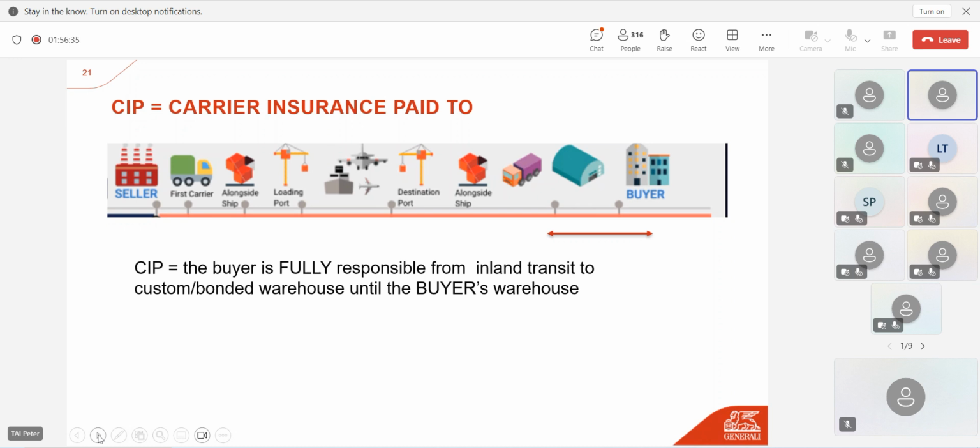go to the bonded warehouse to collect the thing. Okay, so this CIP, I hardly see. Not very common.